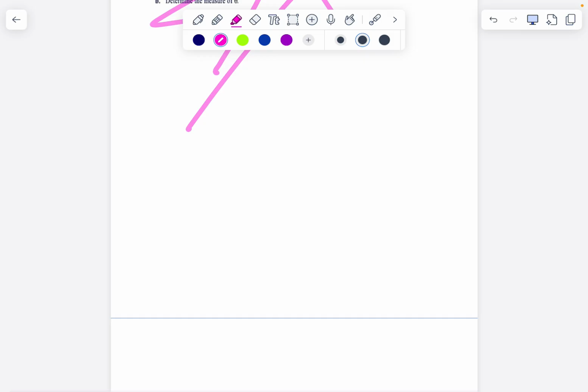Do you guys remember anything about quadrilaterals? How do you find the sum of the interior angles? How do you find, or what are the properties of a parallelogram?